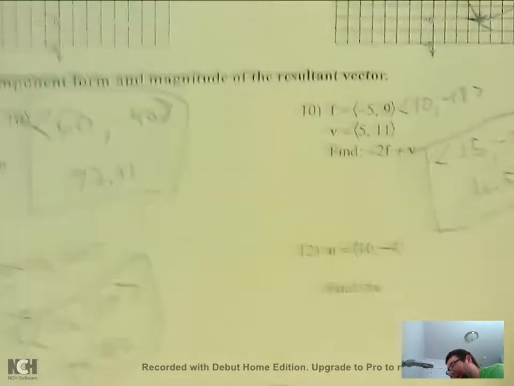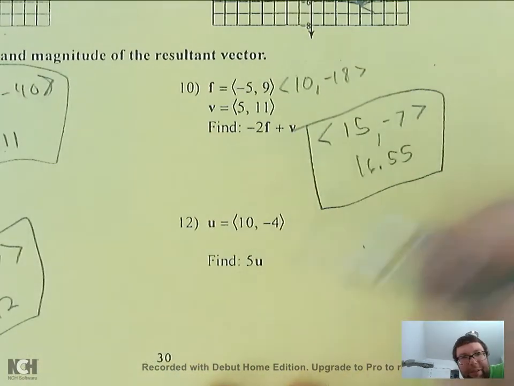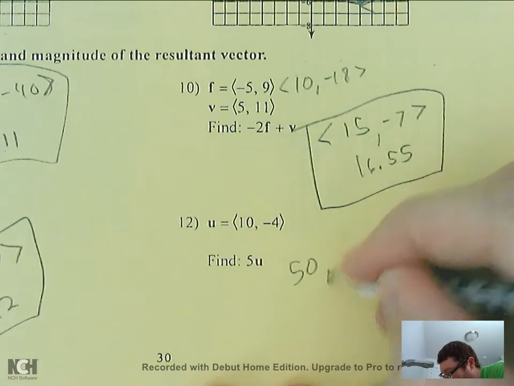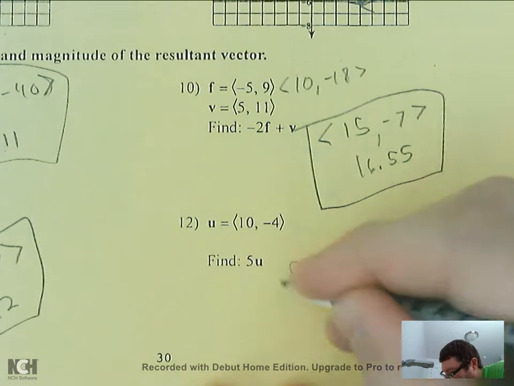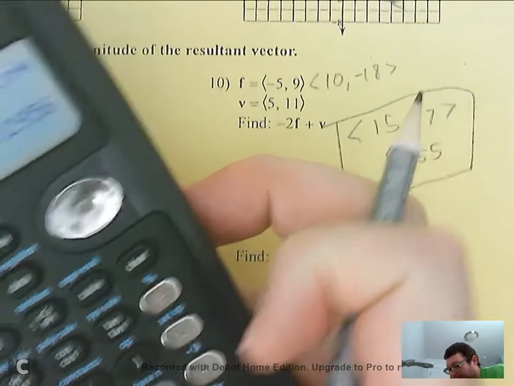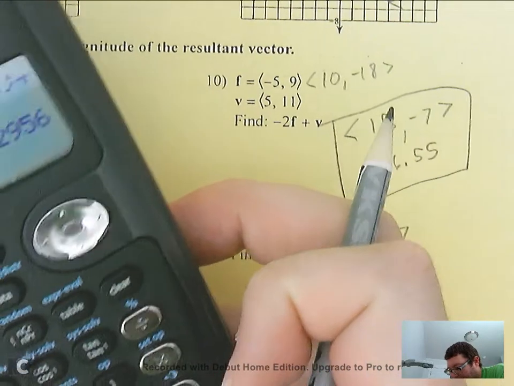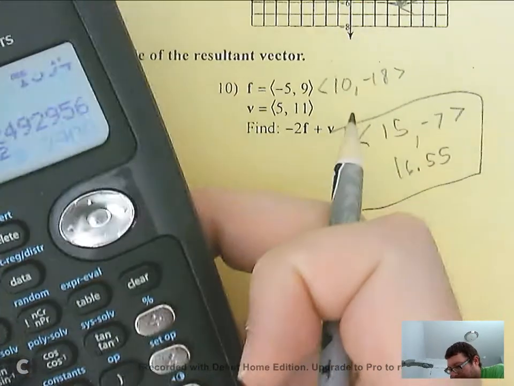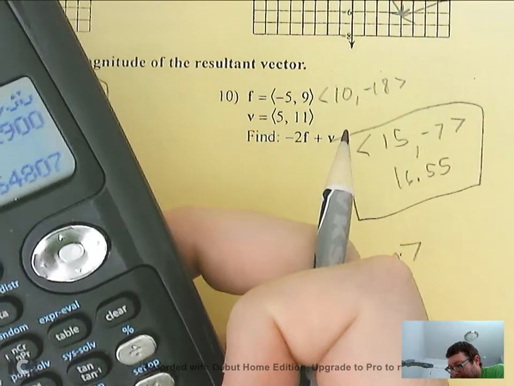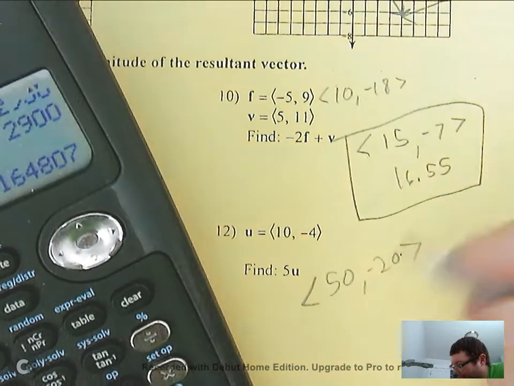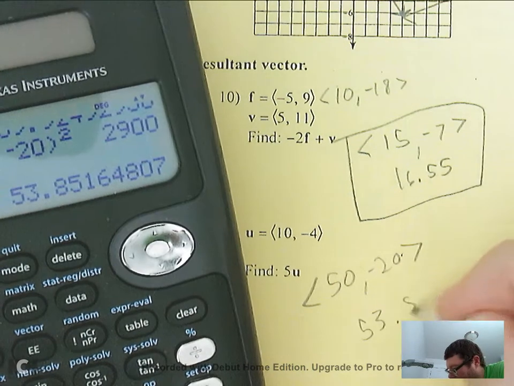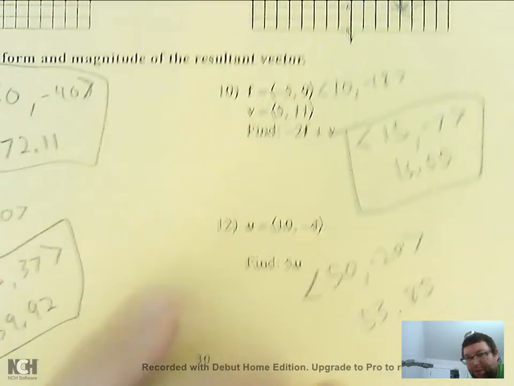Okay. And then this one just wants me to scale it. So 5 times 10 is 50. 5 times negative 4 is negative 20. There's my components. And then square them, add them together. So 50 squared plus negative 20 squared is 2,900. The square root of that is 53.851. So 53.85 would be my answer.